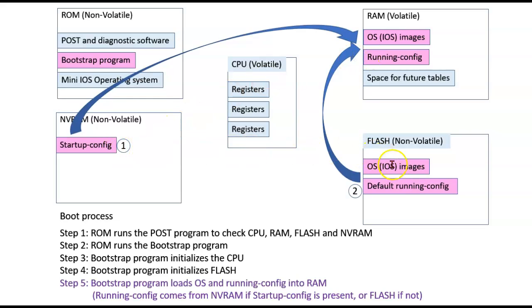If there is no startup config file saved, then the default running config will be loaded into RAM, and space is created for future tables like routing tables, MAC address tables, VLAN tables, and other tables that are used in the system.